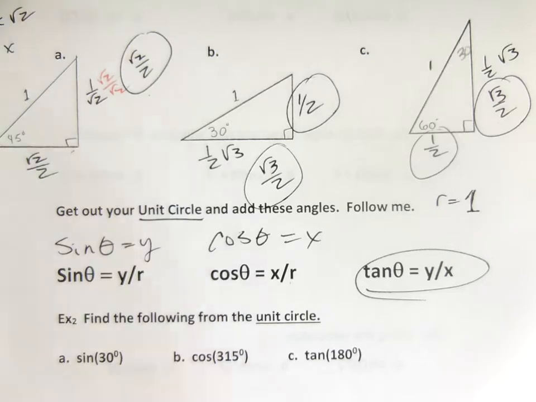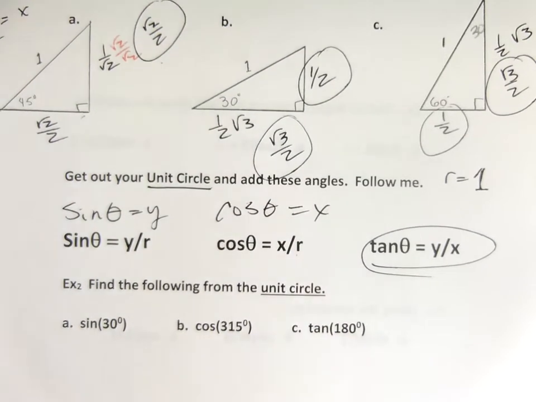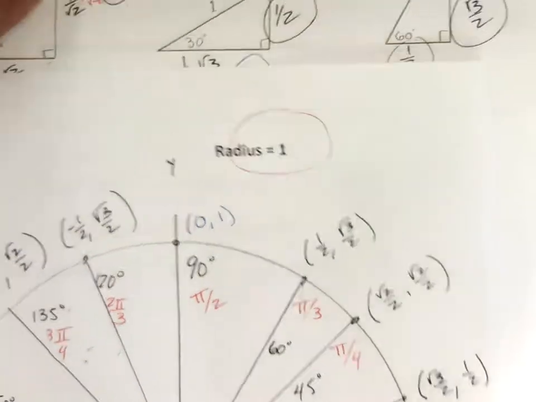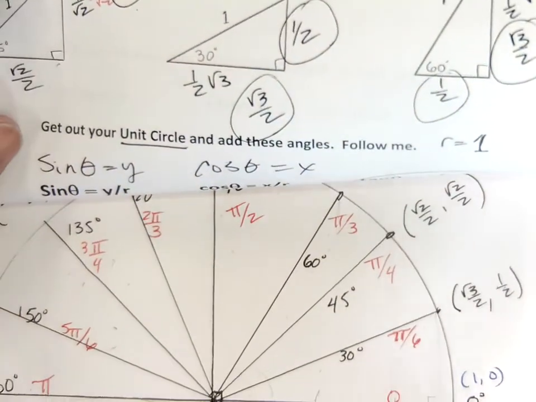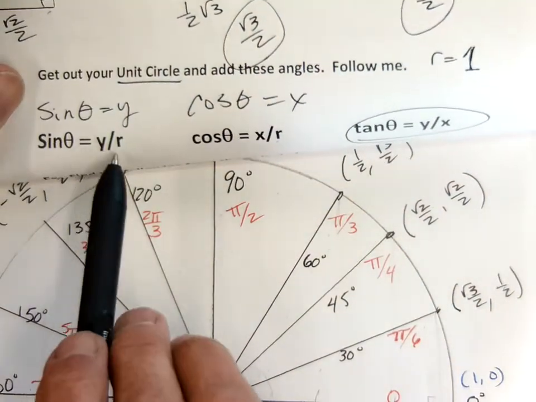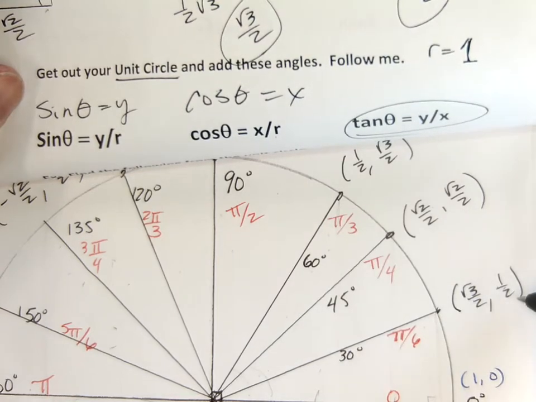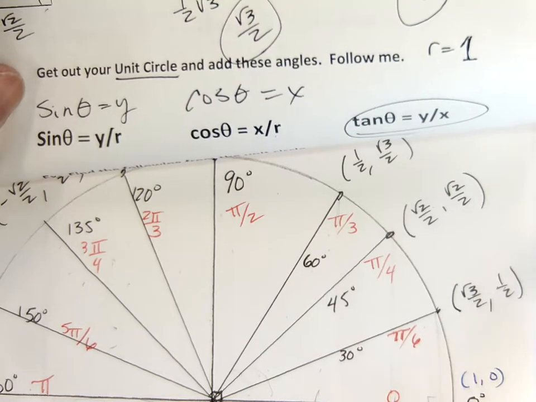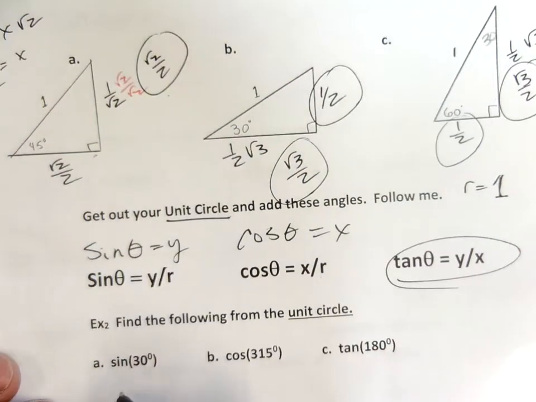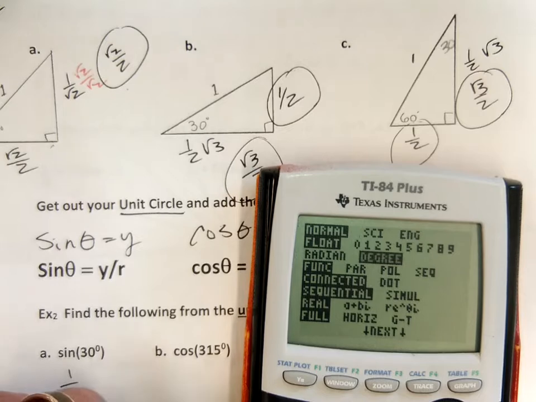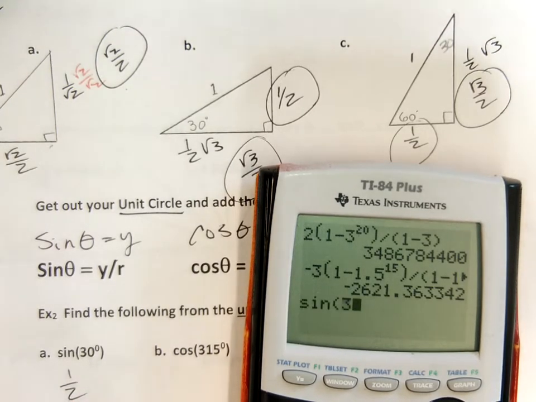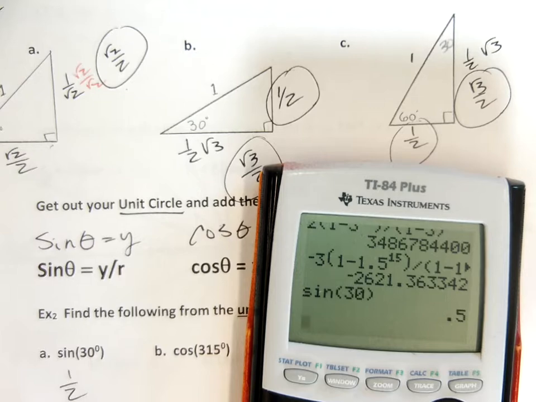So let's take a look at this, sine of 30 degrees. Okay, I'm going to go to 30 degrees, and sine is the y value, right? So I go to 30 degrees, what's the y value? 1/2, right? So my answer, sine of 30, is 1/2. Now, if I want to just cheat and use my calculator, well, hold on, wait a minute, just a second. If I go sine of 30, boom, I am smarter than a calculator. Look at that, all right?